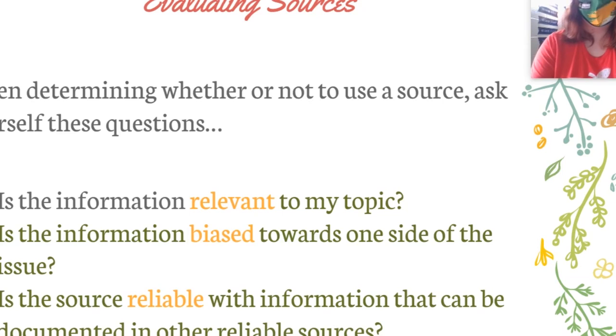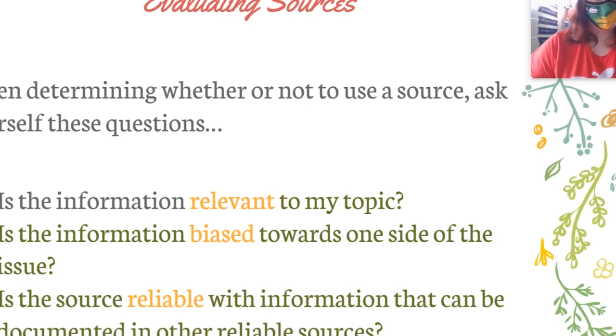You need to make sure that the information in your source is not biased toward one side or the other. The best, most reliable sources will be neutral. And if they are not completely neutral, then they will still address the other side of the argument, whatever it happens to be. So they will still address it and won't just omit information.